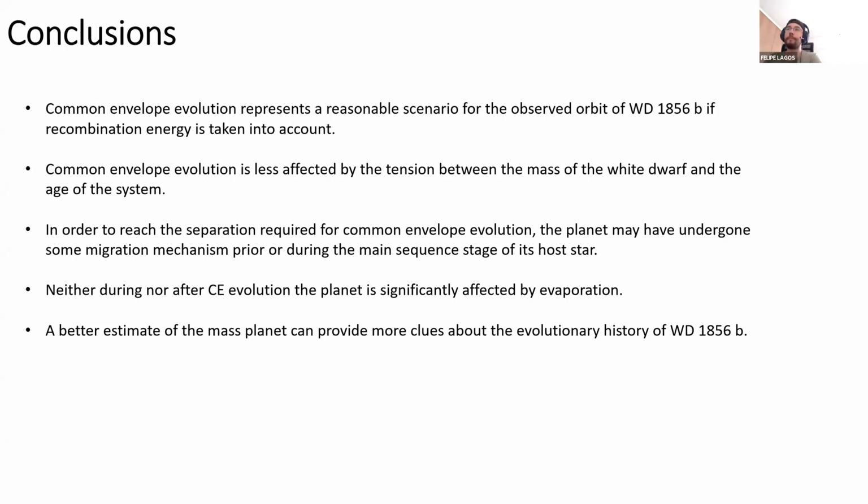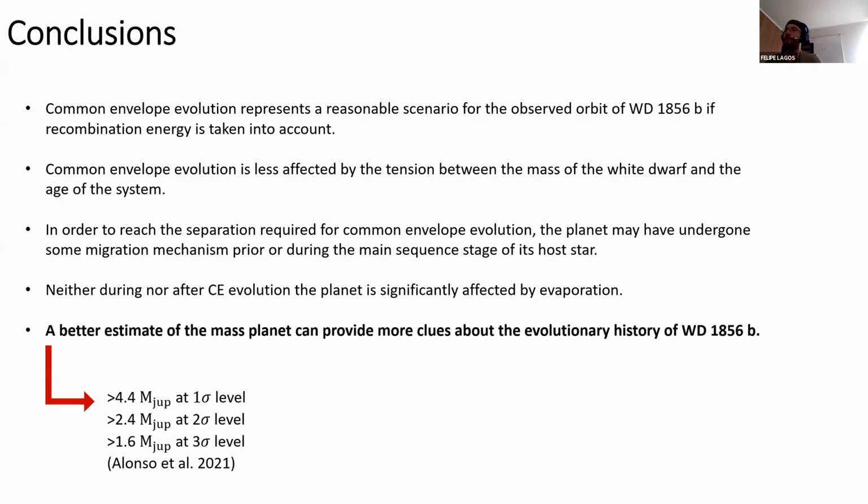And also, a better estimate of the planet mass can provide more clues about the evolutionary history of this planet candidate. About this point, the recent work of Alonso et al. 2021 estimated a lower limit for the mass of the planet candidate of 4.4 Jupiter masses at 1 sigma level, 2.4 at 2 sigma level, and 1.6 Jupiter masses at 3 sigma level. This estimation was based on the slope of the planet transmission spectrum, assuming a cloud-free atmosphere dominated by Rayleigh scattering. Under this assumption, this lower limit for the mass of the planet candidate favors the common envelope scenario over the Kozai-Lidov or the dynamical scattering scenario in a planetary system.